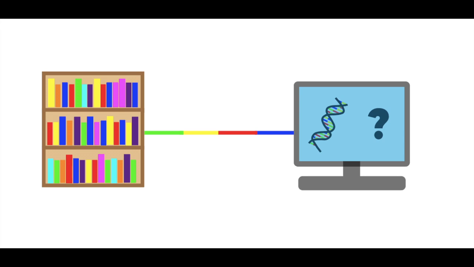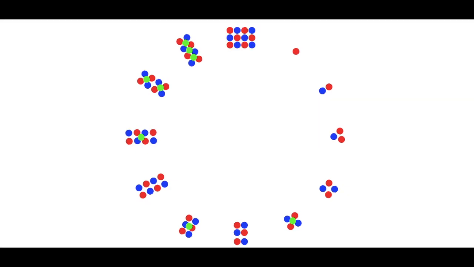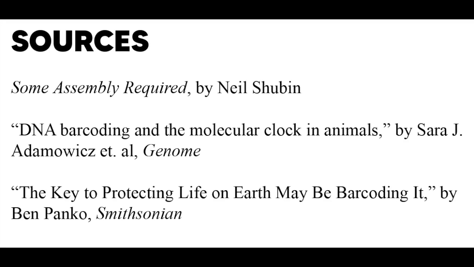As technology improves, we'll be able to sequence smaller and smaller sections of DNA, allowing us to produce more accurate molecular clocks that deepen our knowledge of the history of life on Earth, and create more specific DNA barcodes that reveal hidden differences between species.